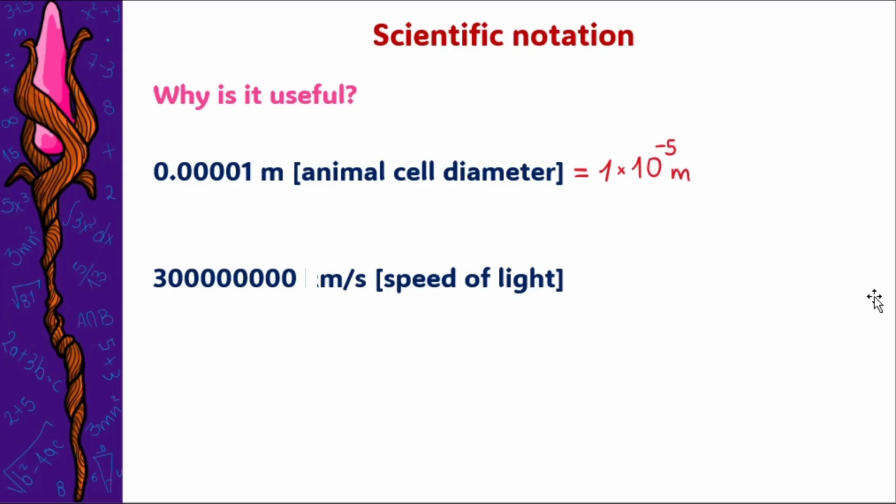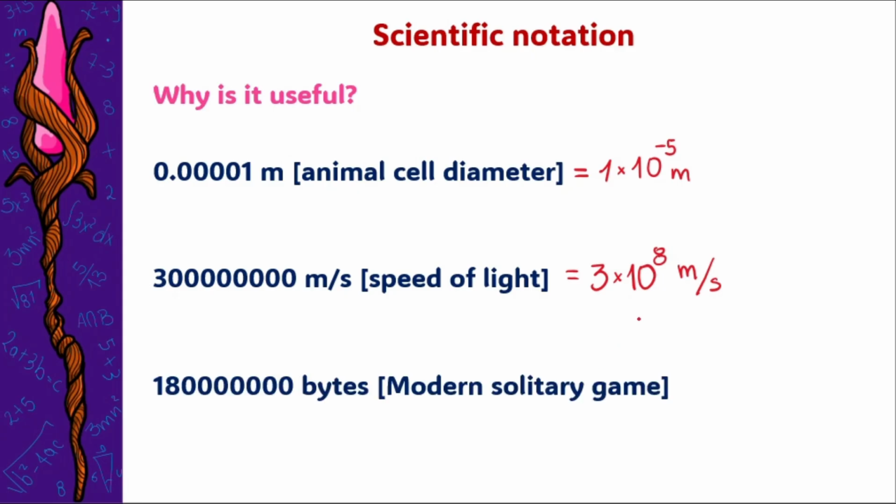Or for example, this one is the speed of light. It's easier for us if we just write it as 3 times 10 to the power of 8 meters per second. So we know that it's a 3 followed by 8 zeros. And finally, this is the space that a modern solitary game takes on your computer. We better write it as 1.8 times 10 to the 8 bytes.